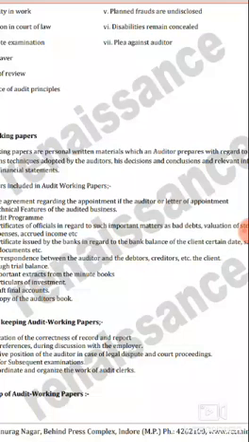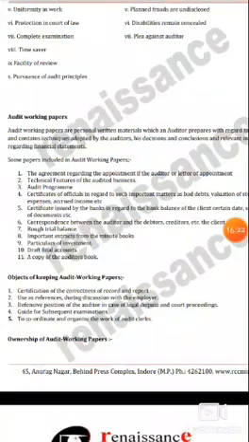And disabilities remain concealed. So the company's disabilities and the auditor's disabilities cannot be found out with the pre-written audit program, and the plea against auditor is also not possible, because there is a program which is written by the auditor to conduct audit in that company. So there is no scope for plea against auditor. So this is about the audit program, the objectives, characteristics, and advantages and disadvantages.